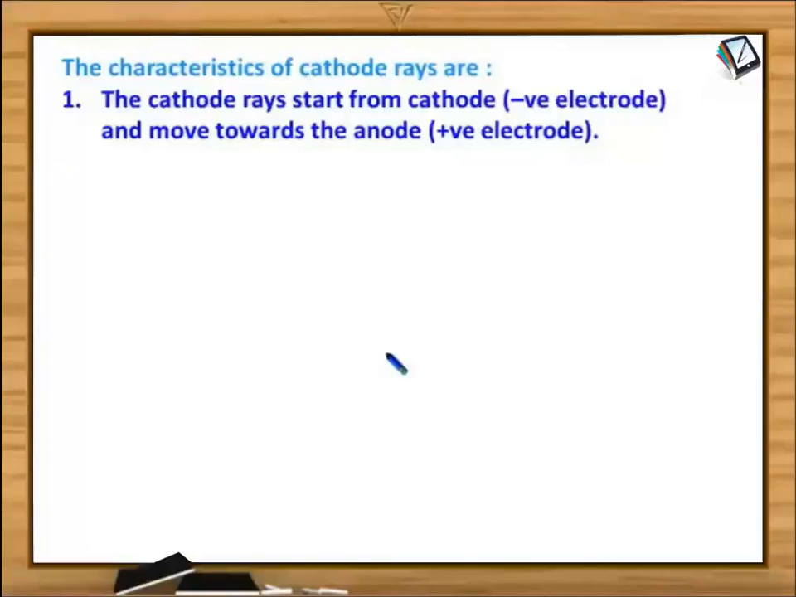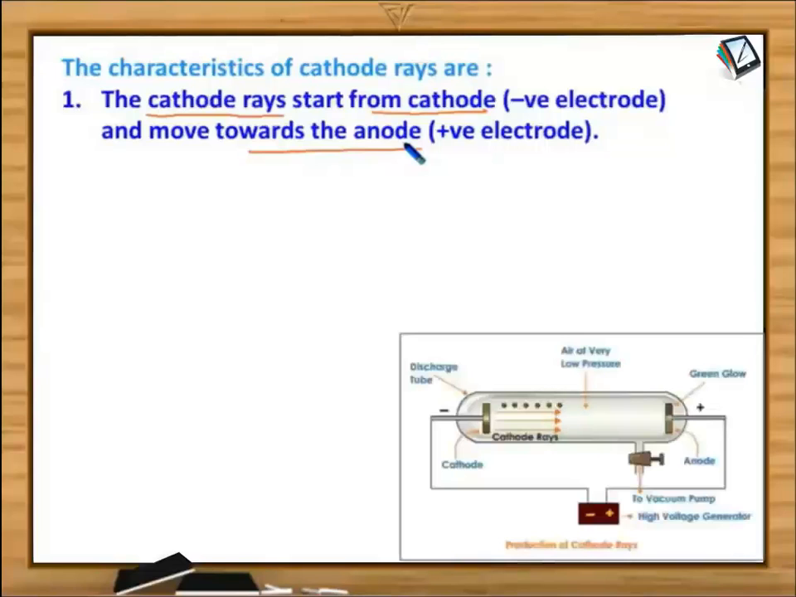What are the characteristics of the cathode rays? The cathode rays start from the cathode and move towards the anode. And as they are starting from the cathode, that is the reason why we call them the cathode rays. So here, from this particular cathode, they are moving towards the anode.